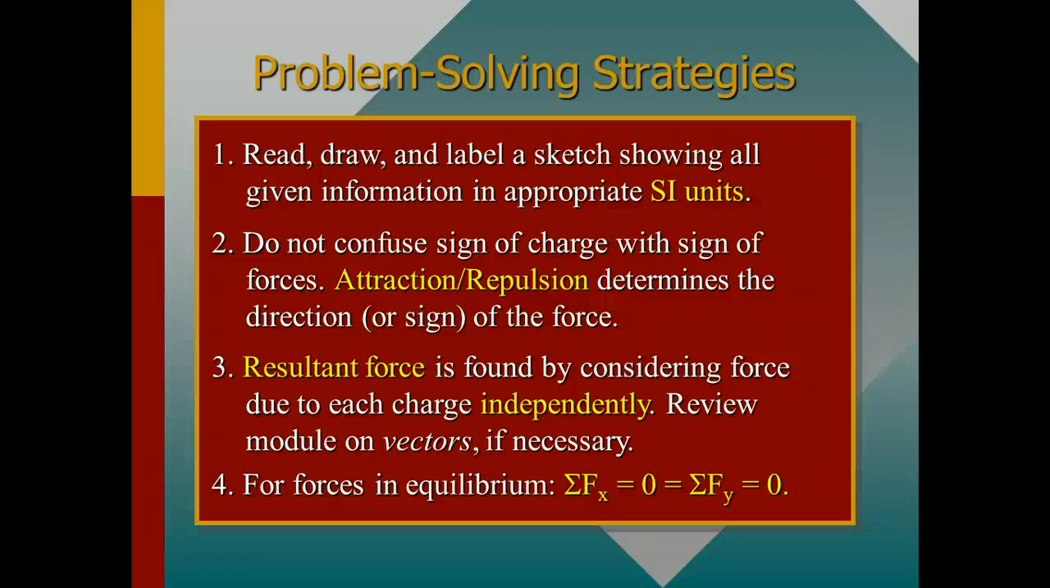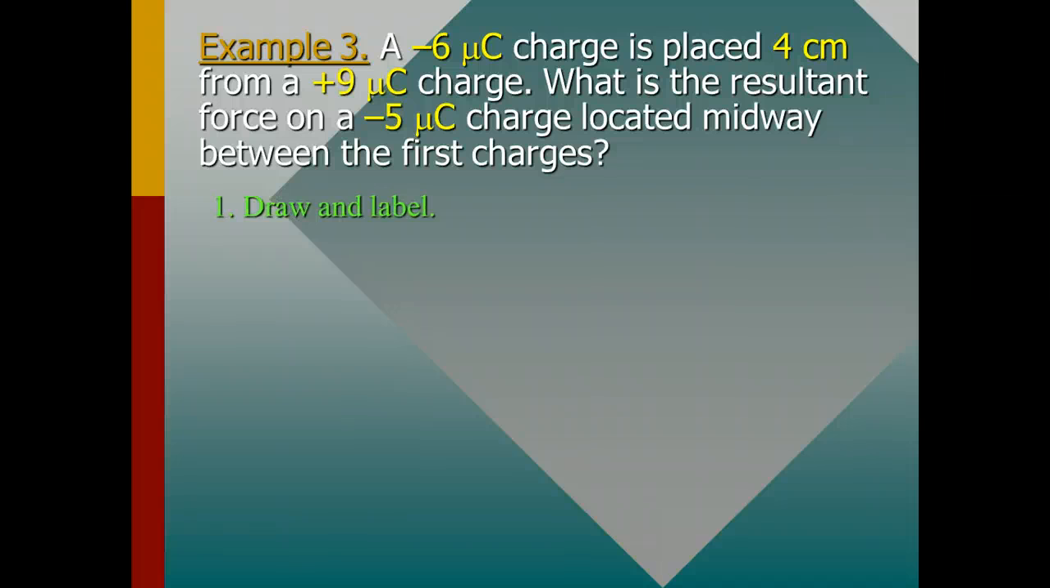That's helpful. So let's see a problem that has more than two objects. Say we have a -6 microcoulomb charge that's placed 4 centimeters from a +9 microcoulomb charge. What is the resultant force on a -5 microcoulomb charge located midway between the first charges? So we have 3 charges. We have one charge, -6, we have another charge, +9, and in the middle we have a -5 microcoulomb charge. And I want to know what's the resultant force on that -5 microcoulomb charge.